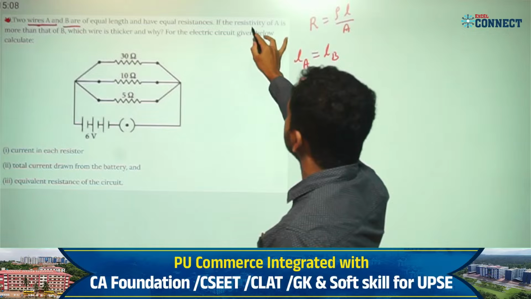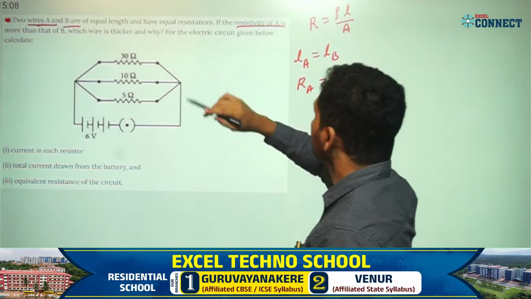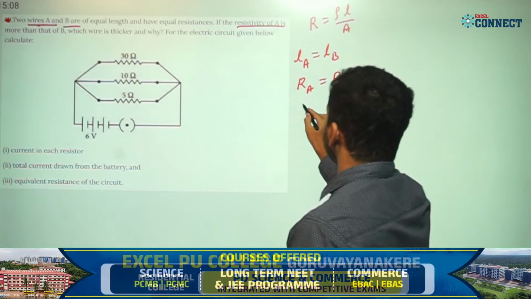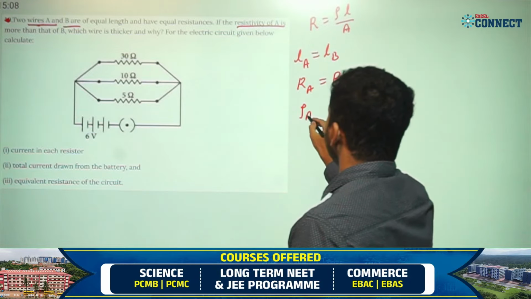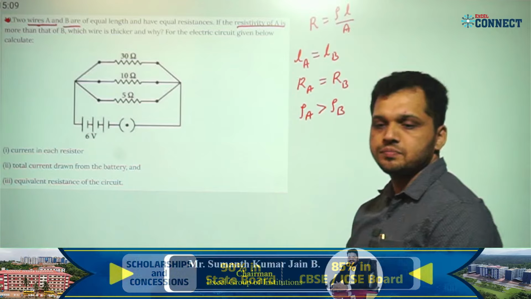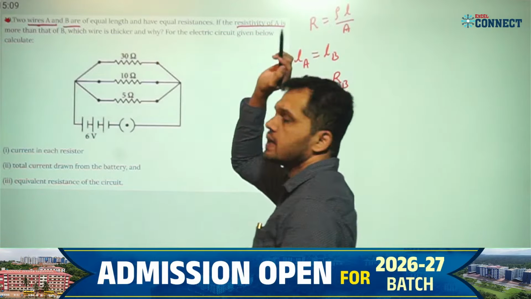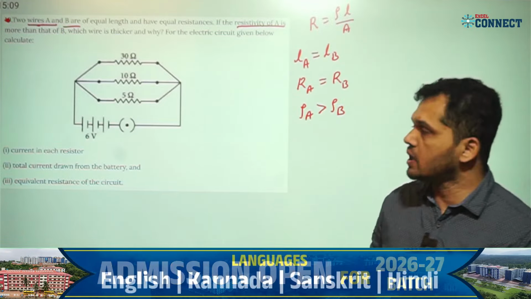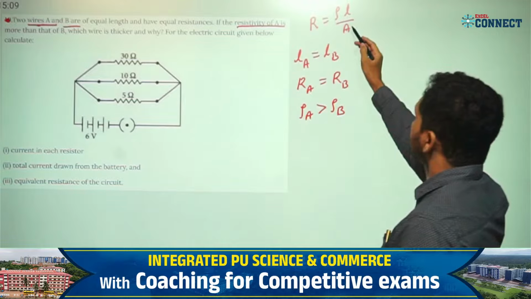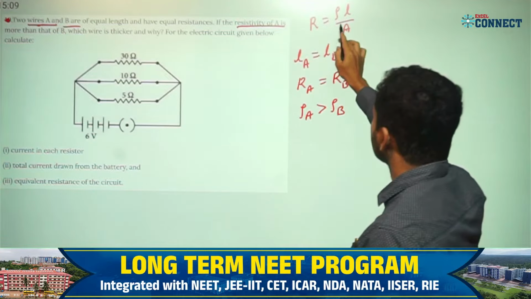Now the resistivity of A, what is resistivity? Resistivity means rho, the symbol. Resistivity of A is more than that of B. What they have given is resistivity of A is greater than resistivity of B, correct? Then which wire is thicker and why? The reason also they asked. Which wire is thicker? Thickness depends on cross-sectional area, right? Thickness depends on cross-sectional area.